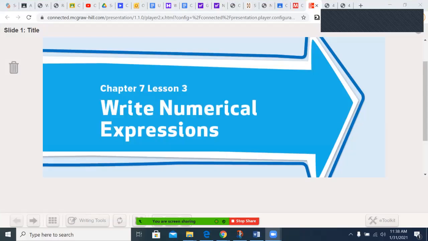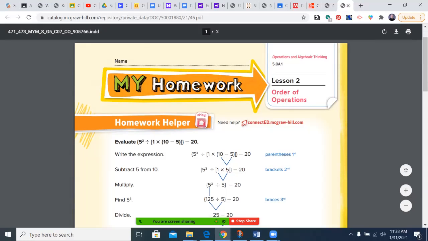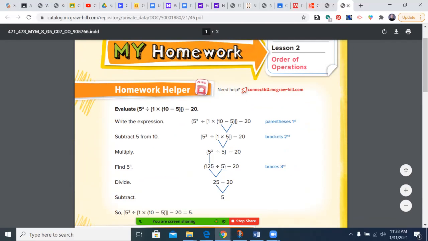Today's episode, Chapter 7, Lesson 3, Write Numerical Expressions. Begin by looking at yesterday's homework with the order of operations.